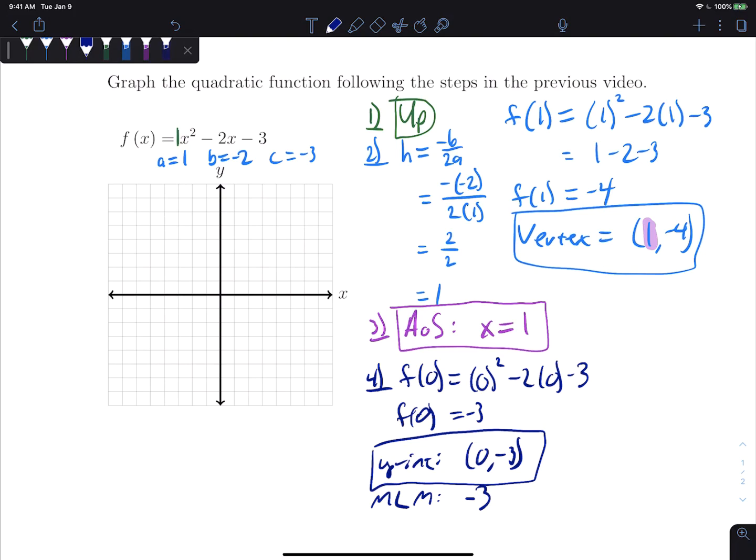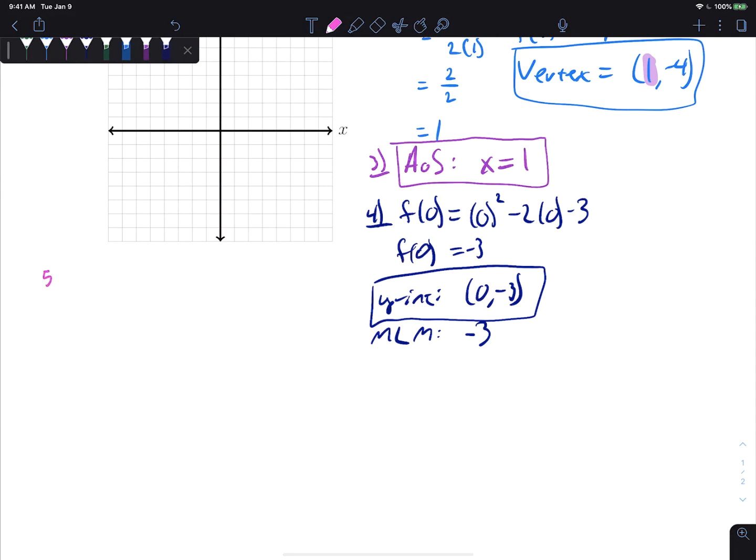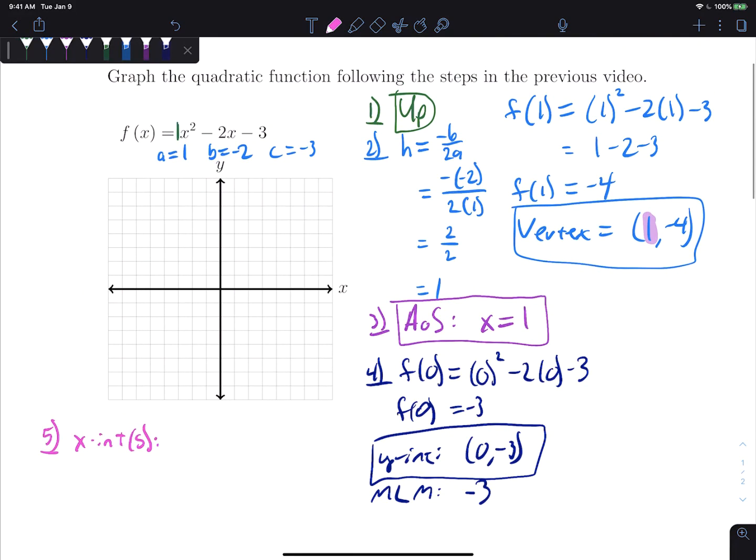Next, let's go ahead and look at finding the x-intercepts. I'll go over here to do that. So for the x-intercepts, should they exist, let's plot the vertex. The vertex was 1, negative 4: right 1, down 4. And notice that the function is opening up, so it's going to look something like this. That means that we should go ahead and find the x-intercepts because they will, in fact, exist.